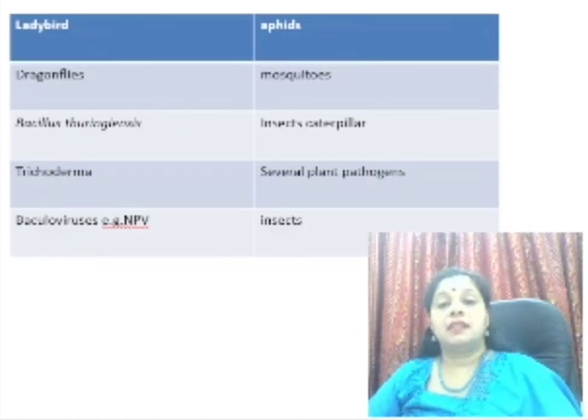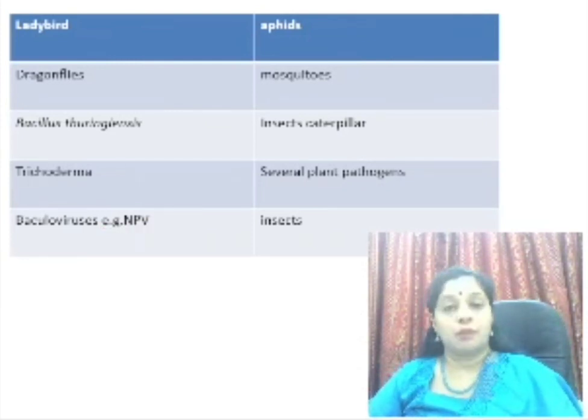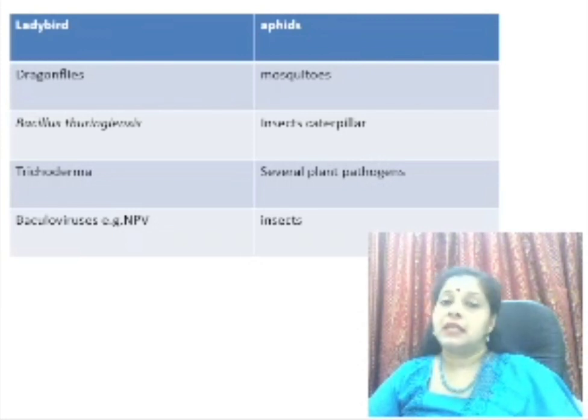Here you can see a few predators and their parasites. Ladybirds can control aphids. Dragonflies can control mosquitoes. Bacillus thuringiensis bacteria can control insect caterpillars. Trichoderma can control several plant pathogens. Baculoviruses, that is nucleopolyhedrovirus, can control insects.